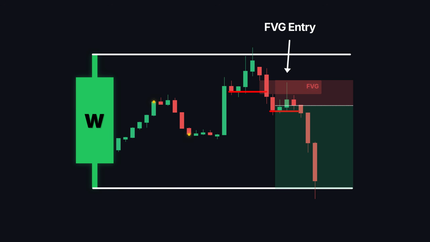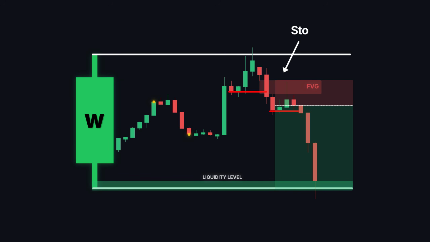Once you take those entries, then you can target the most relevant liquidity levels. And you always want to place your stop losses above the previous swing high point or just above the previous week's low or high levels. Notice how clean that is. No guessing, no rushing, just waiting for pure confirmation.